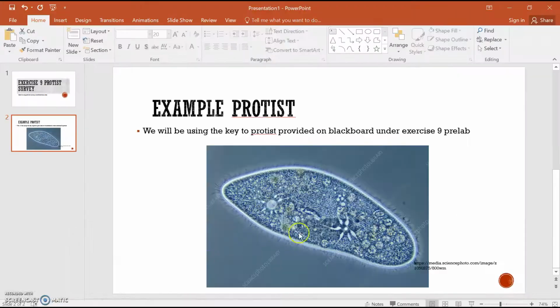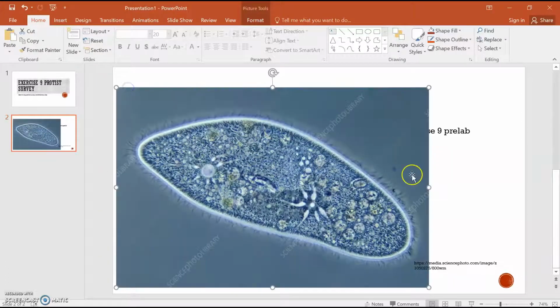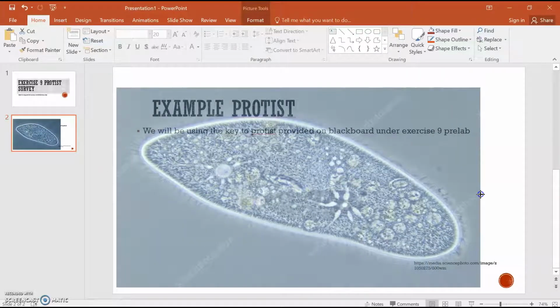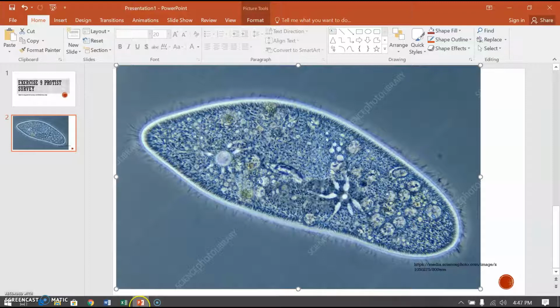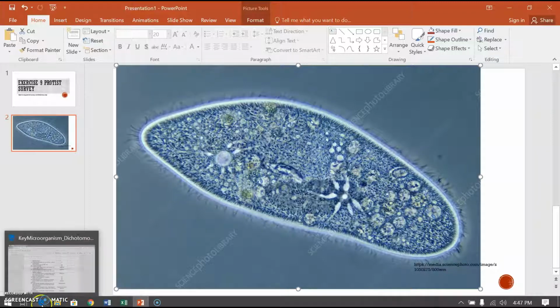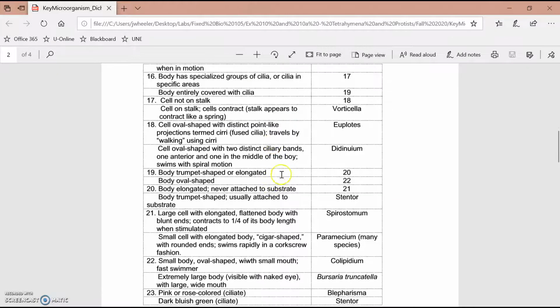So if we go back real quick, let's just blow this guy right up. We can see that the body is covered. The whole surface here is covered in cilia. So that answers our question: body covered entirely with cilia. That sends us down to 19. Is the body trumpet shaped or elongated? Or is the body oval shaped?